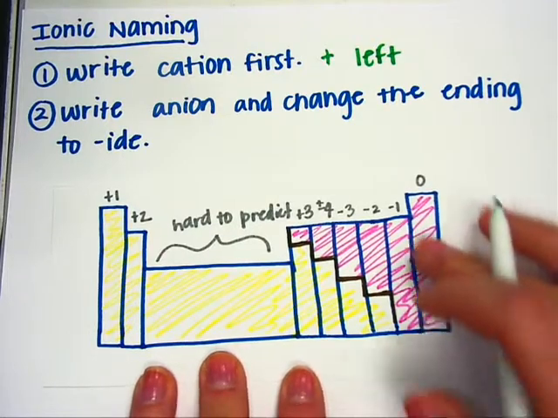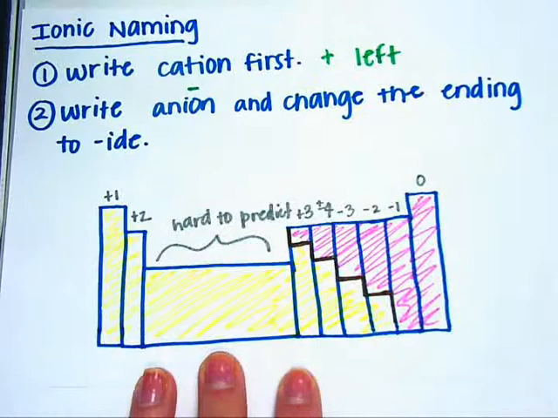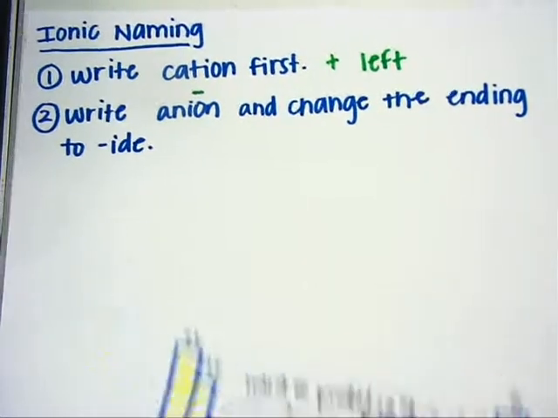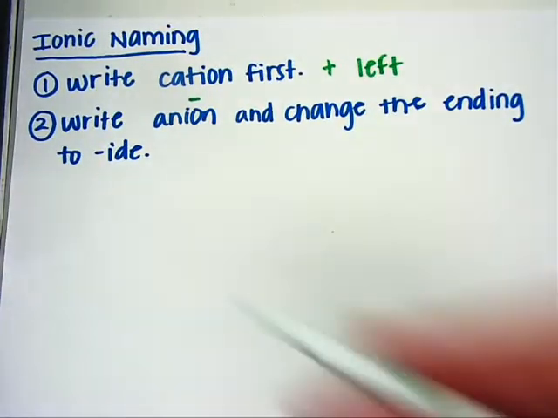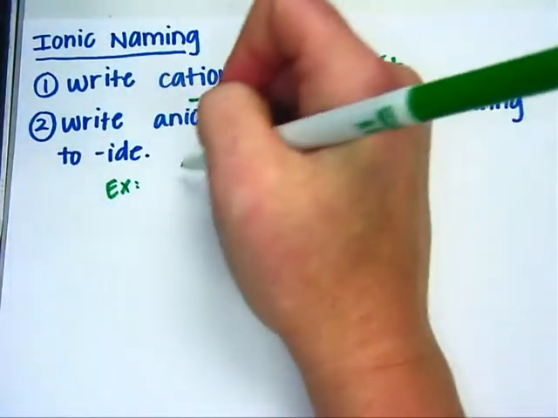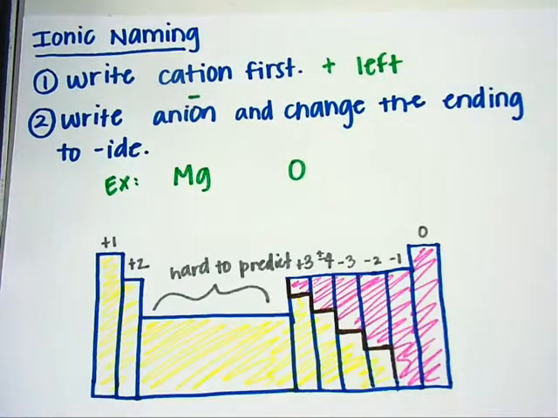The anion is going to be the thing that has the negative charge, and of course they're going to be on the right-hand side of the periodic table. And when you write the anion, you're just going to change the ending of that to IDE. So we will do an example. And the example we're going to do is a bond between magnesium and oxygen.